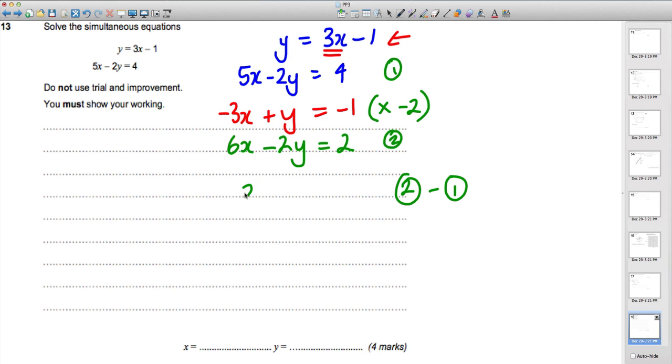6x take away 5x is 1x. Negative 2y subtract negative 2y is negative 2y plus 2y is 0. And 2 subtract 4 is negative 2. That gets me my x is negative 2. Subbing it back in here gets me my y is negative 7. Okay, whichever way works. I would suggest the easiest thing is to spot that you have y as the subject, therefore that can be stuck in place there instead of the y there.